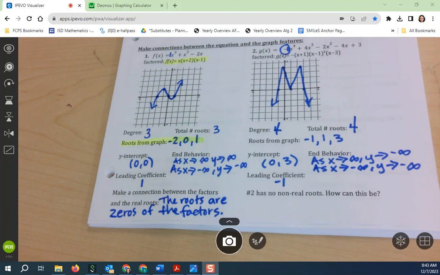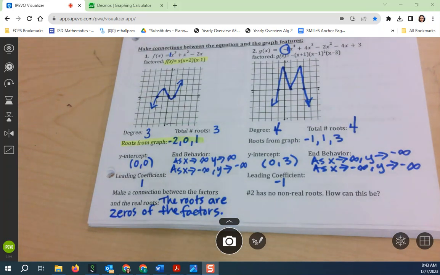I want you to notice, when we have this double root, you notice how it doesn't pass through the x-axis? Instead, it bounces right off. That's the effect of the squaring. When you square a factor, it creates a double root, and you bounce off the x-axis.